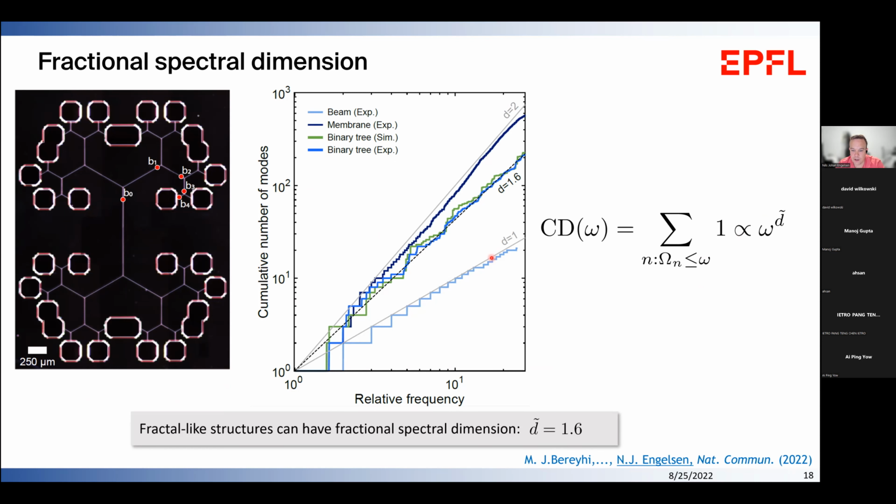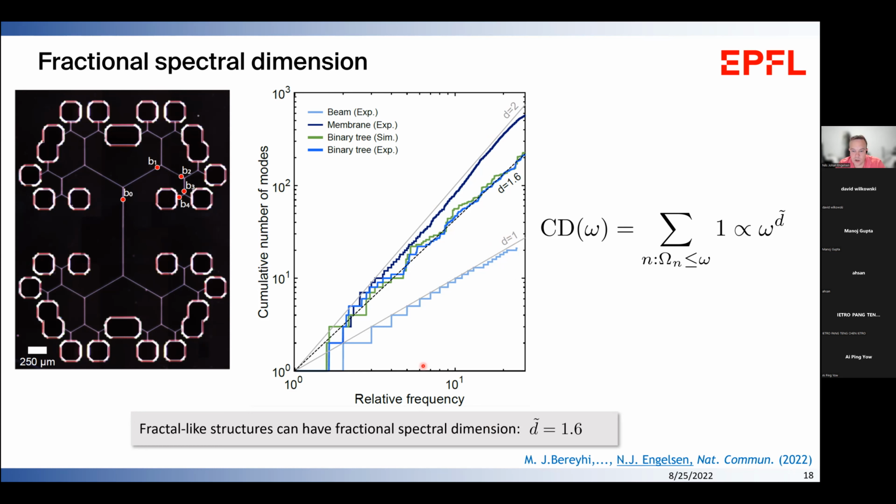So we find here that, as expected, the number of modes scales linearly with frequency for a string and quadratically with frequency for a membrane or a drum. But for this binary tree beam, it shows scaling somewhere in between the string and the drum. So they have a fractional spectral dimension.